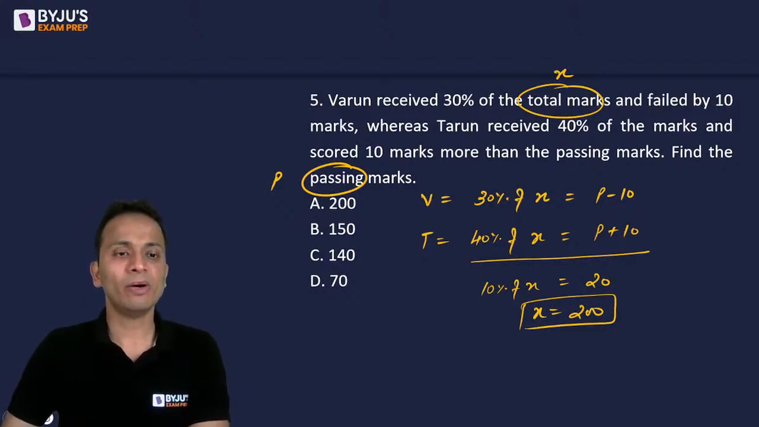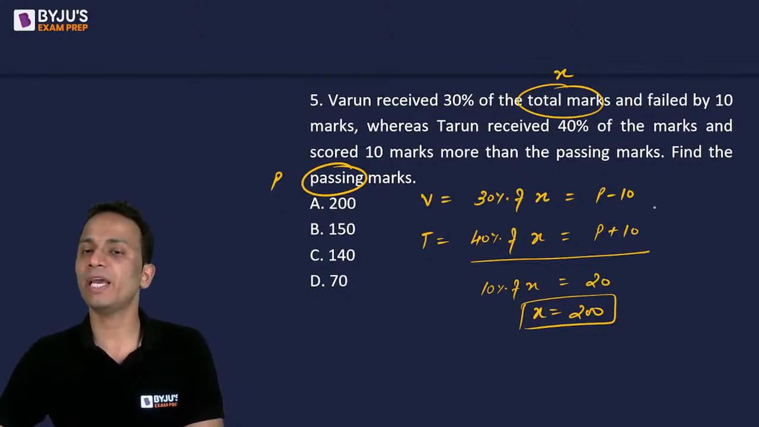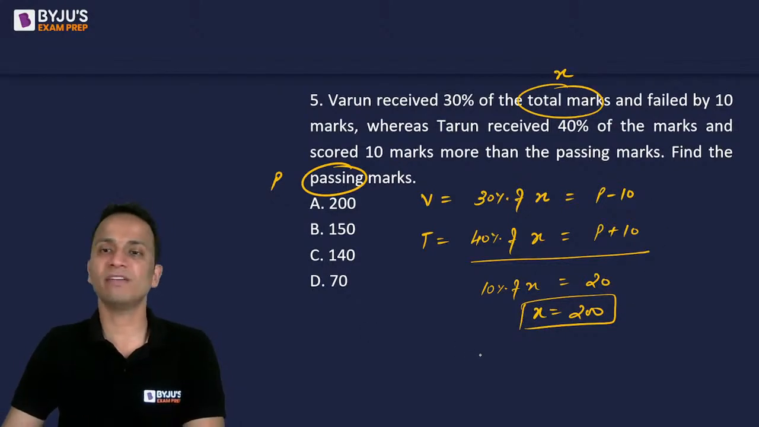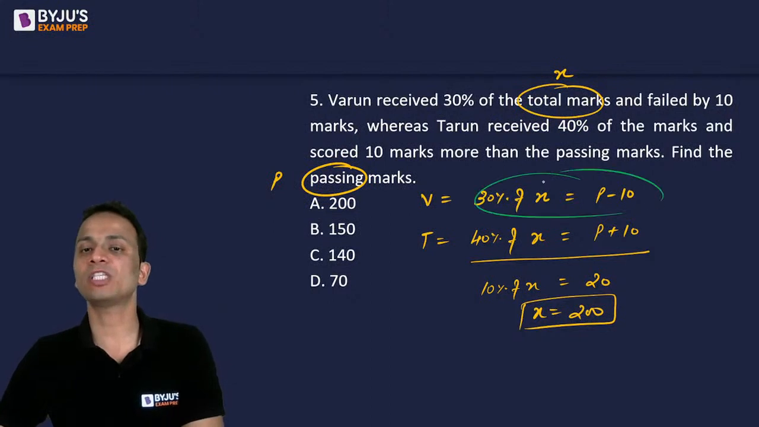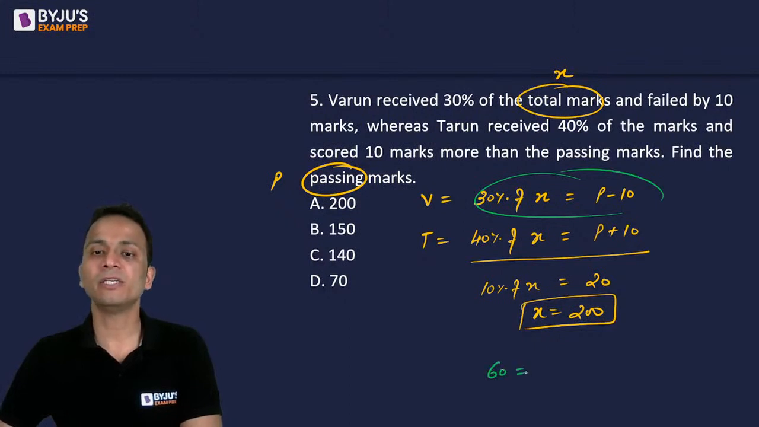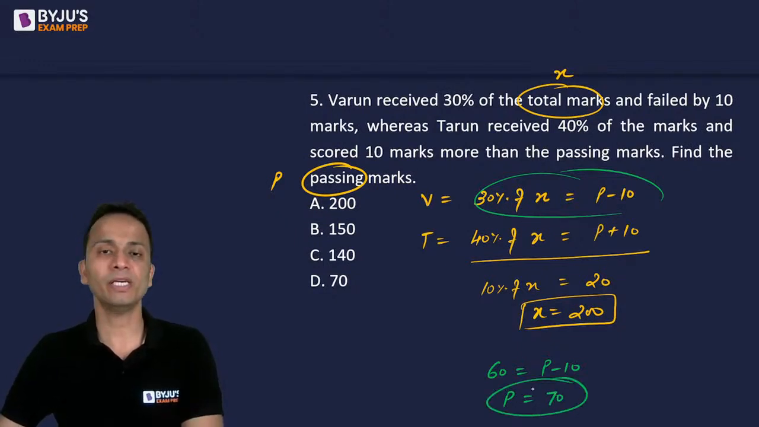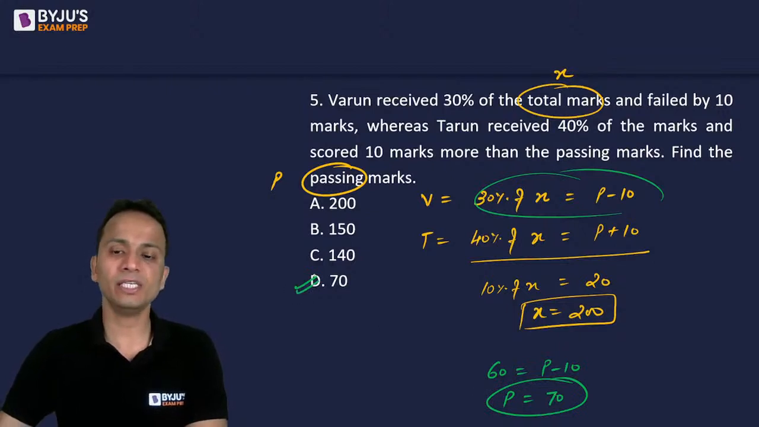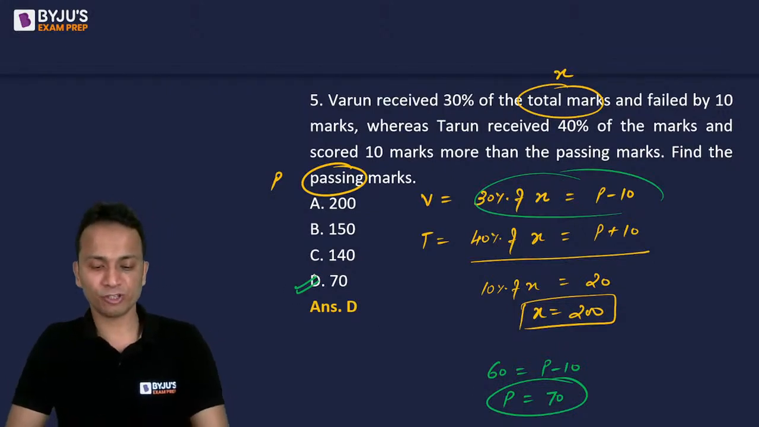Simple. Now x को उठाओ and substitute in any of the above equations and you will get the value of p. So first equation में substitute कर देते हैं. 30 percentage of x on the left hand side will be 60, is equal to p minus 10. So the value of p will be equal to 60 plus 10, that is 70. Okay, so 70, that is option D should be the correct answer for this question.